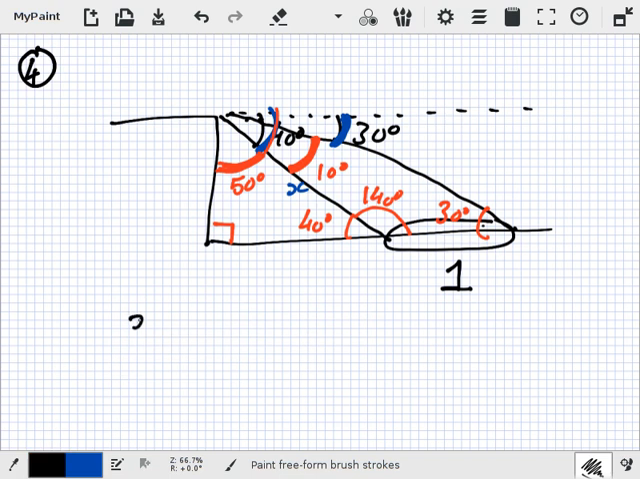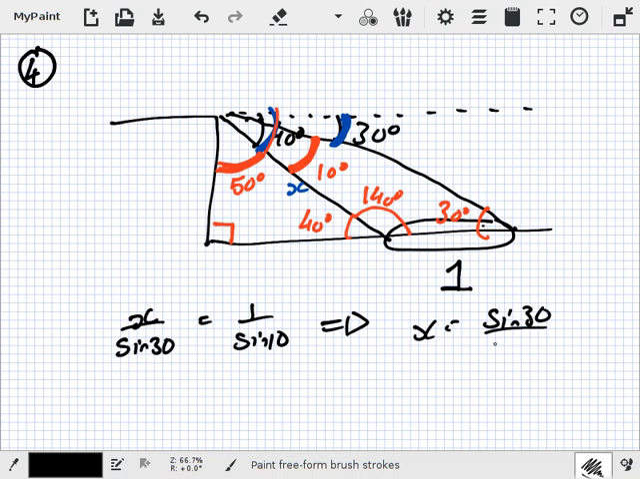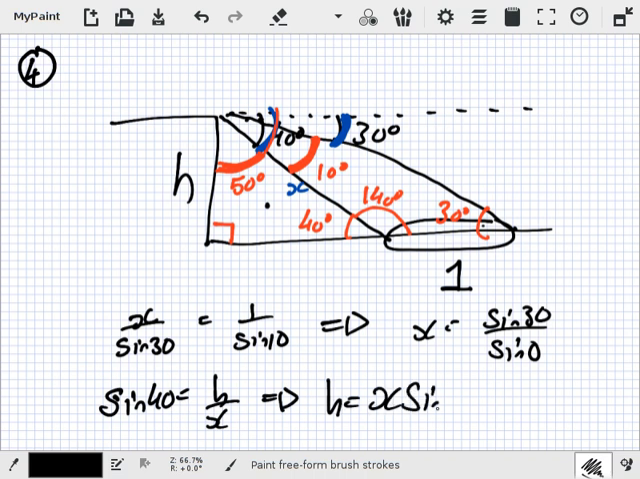So we can say x over sine 30 equals 1 over sine 10. So that means x equals sine 30 over sine 10. Now when I look at this triangle, I'll call this h. I can say sine 40 equals h over x. So that means h equals x sine 40. So once you get the x, you just multiply your answer by sine 40 and you're done.